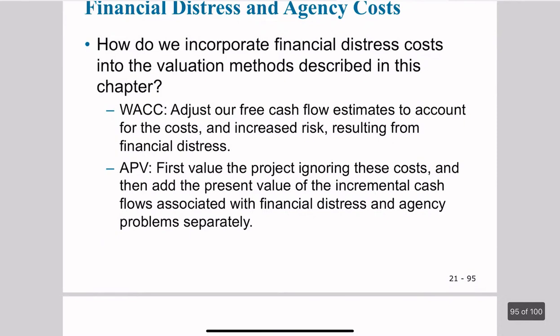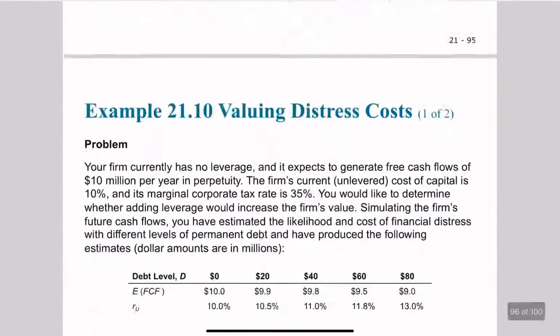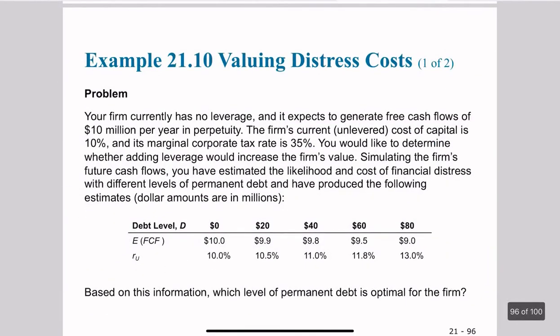So, this basically means that to understand or to calculate the value or the NPV of a project when there is financial distress, we will have to reduce the projected cash flows by the amount of financial distress cost. And we also will have to increase the cost of capital due to the increased risk from financial distress. Now let's see this example here.